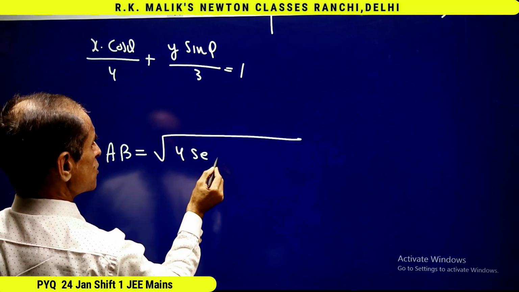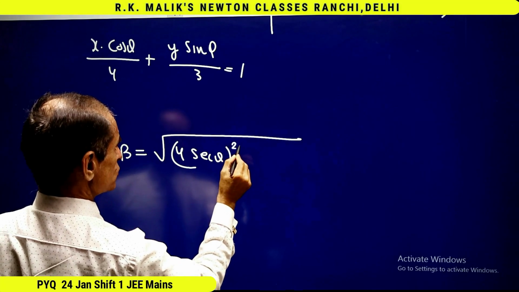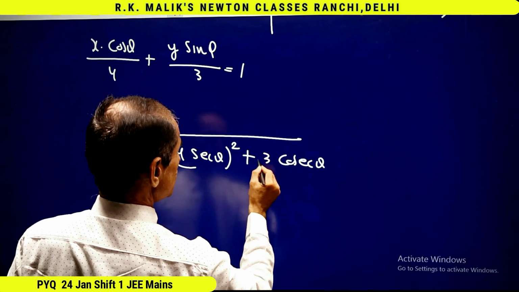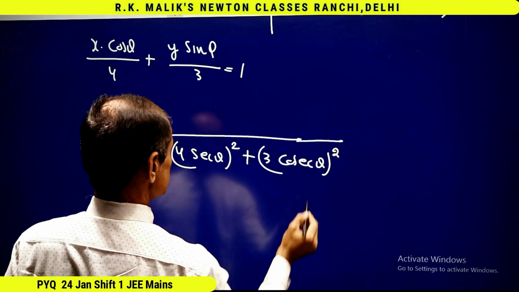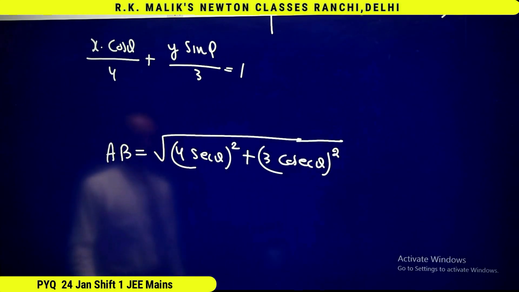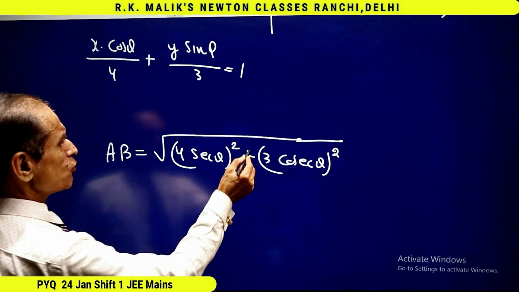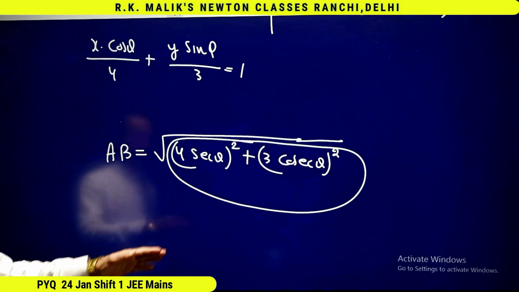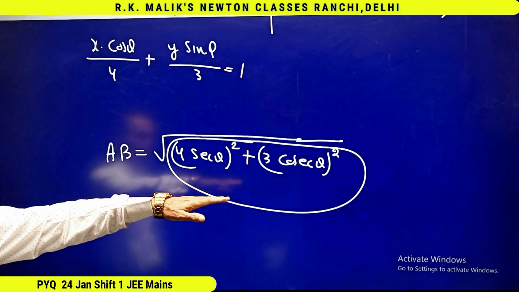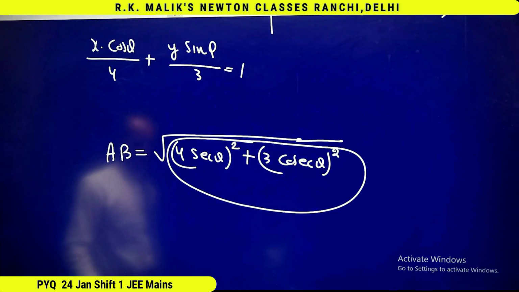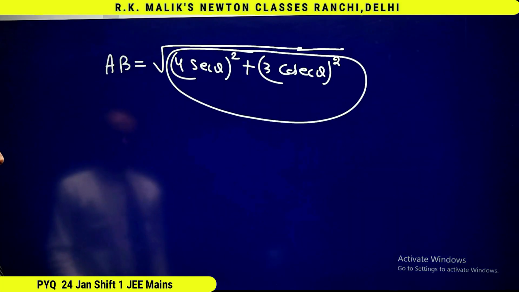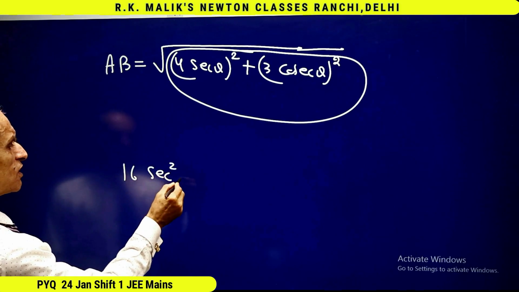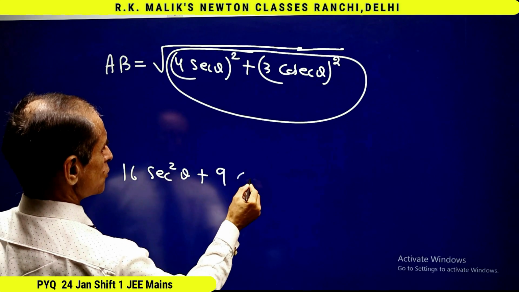Hence, AB becomes under root (4 sec θ)² + (3 cosec θ)². To find the minimum value of AB, I will find the minimum value of the inside portion. Once the minimum value of the inside portion is known, the minimum value of AB will be known to us. This can be written as 16 sec²θ + 9 cosec²θ.